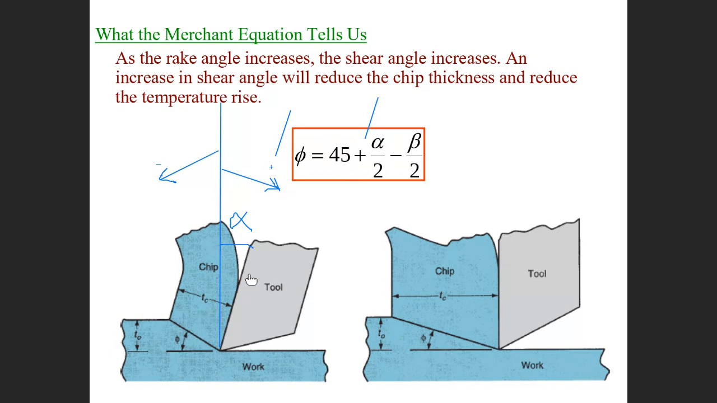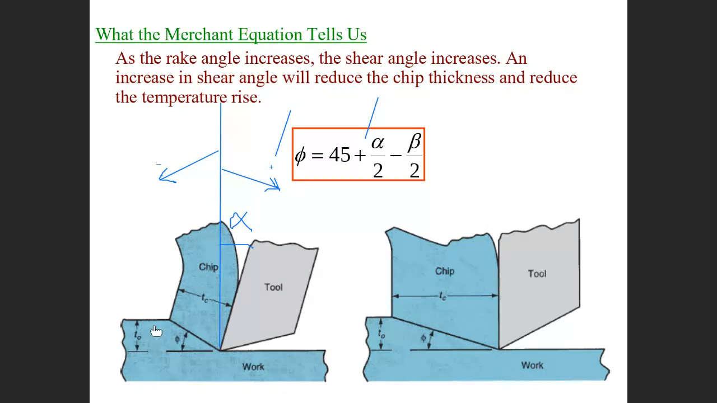And vice versa, whenever the rake angle decreases, as you can see here, this is a smaller rake angle. So rake angle here is 0. Rake angle here is positive and increasing. Whenever the rake angle decreases, phi also decreases. Smaller alpha, smaller phi; bigger alpha, bigger phi. So smaller alpha means smaller phi. You can see what happened with bigger phi and smaller phi.